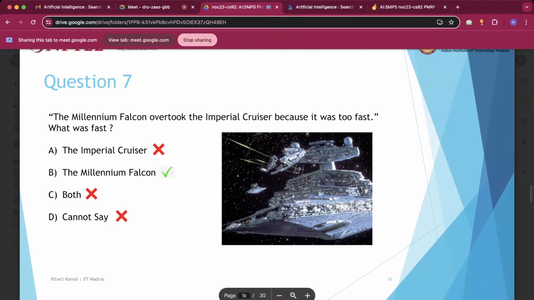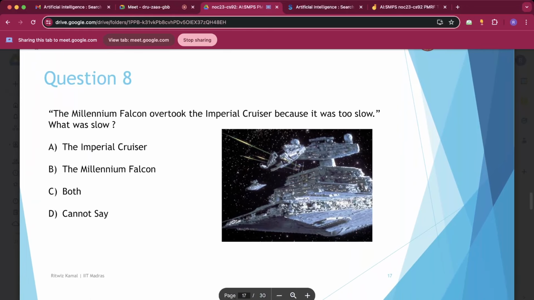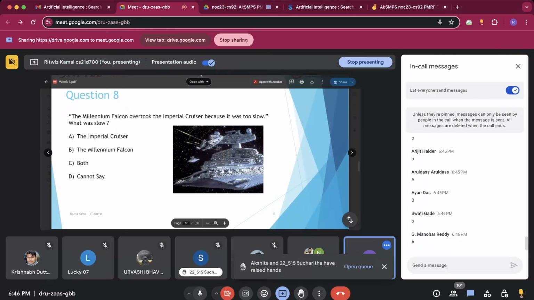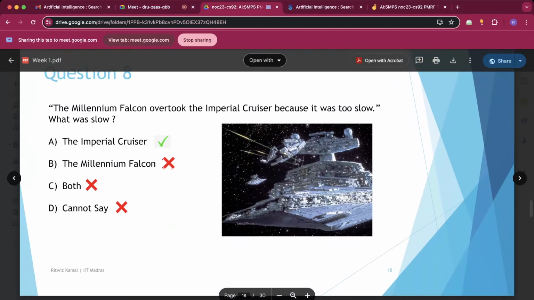Okay, now what if we had changed this sentence slightly? What if we had said the Millennium Falcon overtook the Imperial cruiser because it was too slow? Then what would "it" be referring to? Which is exactly what the next question asks. A, that's right. In this case, the Imperial cruiser, the spaceship which is being overtaken, is too slow, right? So the correct answer is option A.